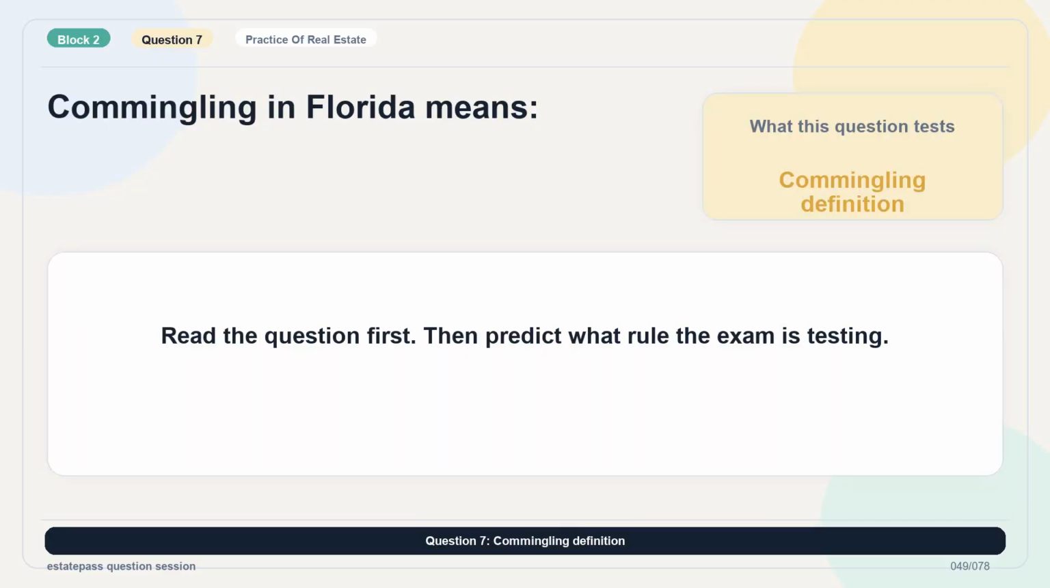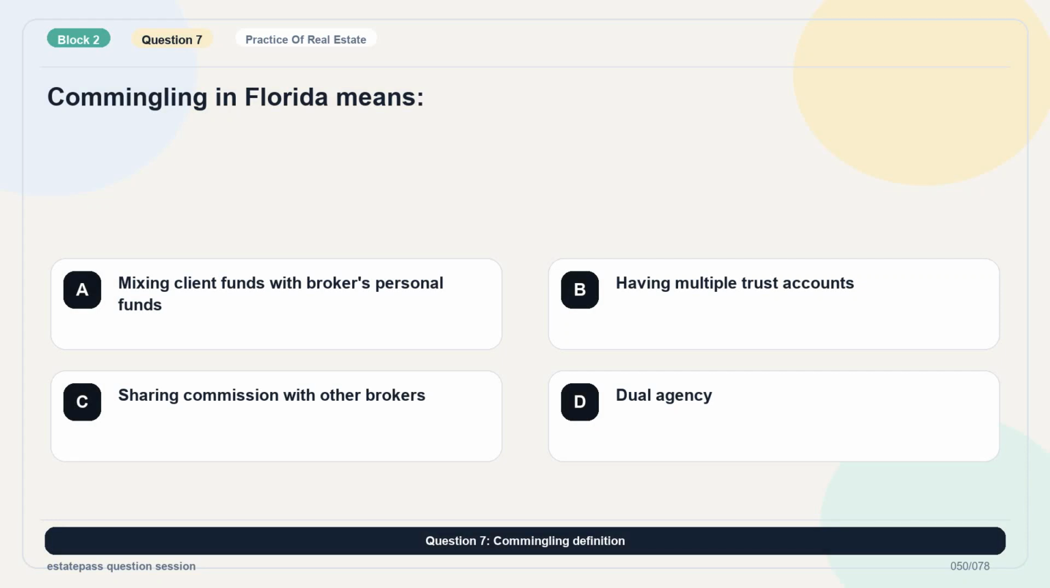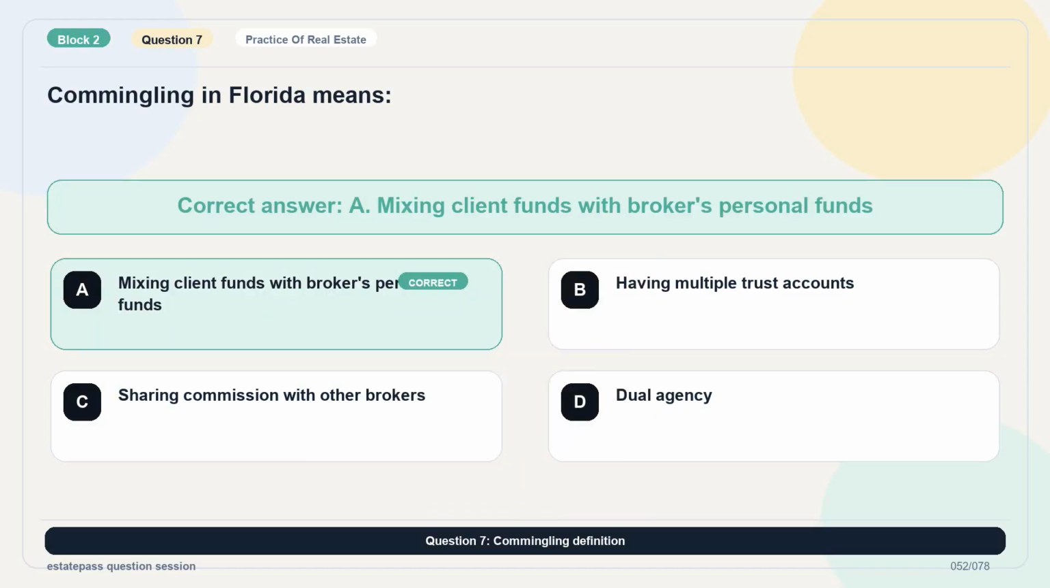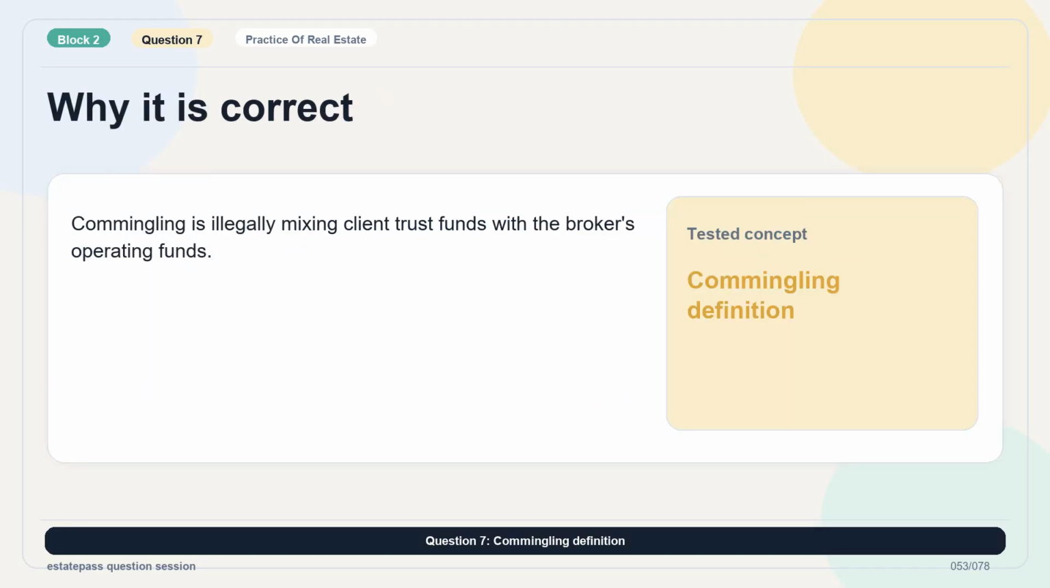Question 7. Commingling in Florida means: A. Mixing client funds with brokers' personal funds. B. Having multiple trust accounts. Pause here and choose your answer. The correct answer is A. Mixing client funds with brokers' personal funds.